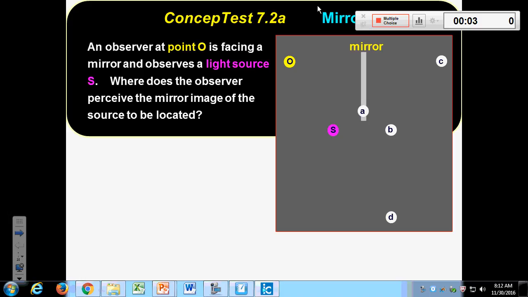An observer at point O is facing a mirror and observes a light source, S. So S is the light source. Where does the observer perceive the mirror image of the source to be located? What position? A, B, C, or D? Where does the observer perceive the image to be located?